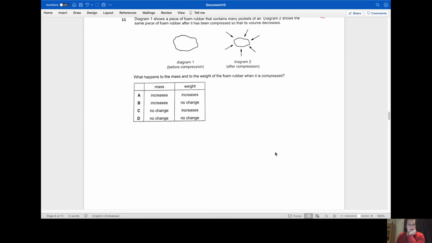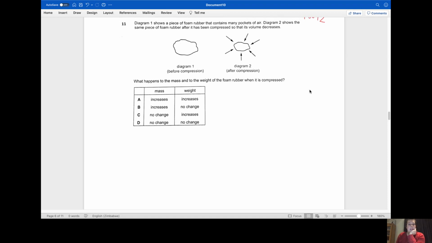Right, question 11. The diagram shows a piece of foam rubber that has air pockets. Okay, air can be squished out of things. Diagram 2 shows the same piece of foam rubber after it has been compressed so that its volume decreases. What happens to the mass and to the weight of the foam? Okay, it's certainly not going to increase the mass. Why would it increase? You're making it smaller.